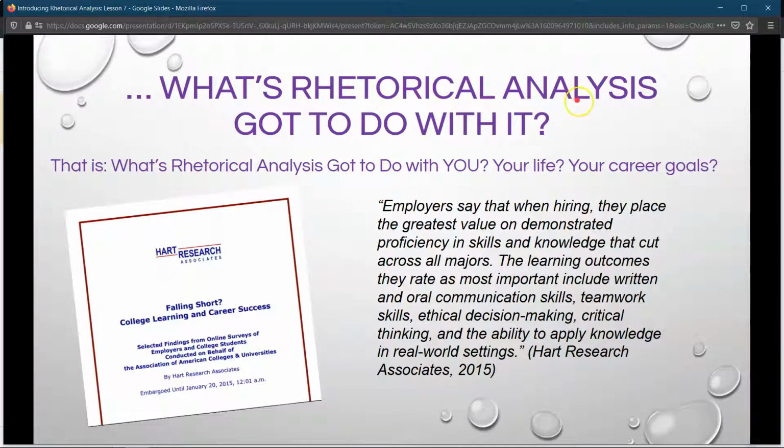So what does rhetorical analysis have to do with it? And what does it have to do with your life and your career goals? Employers say that when hiring, they place the greatest value on demonstrated proficiency in skills and knowledge that cut across all majors. The learning outcomes they rate as most important include written and oral communication skills, teamwork skills, ethical decision-making, critical thinking, and the ability to apply knowledge in real-world settings.